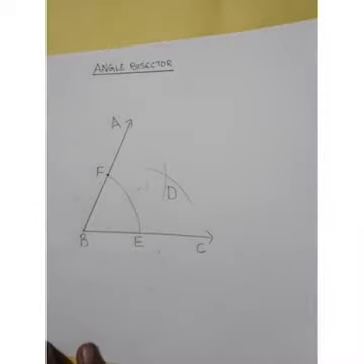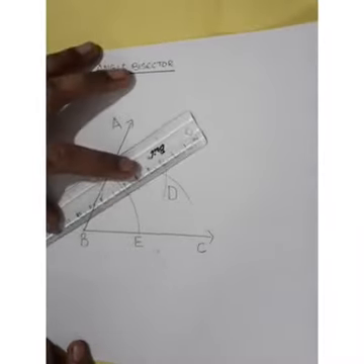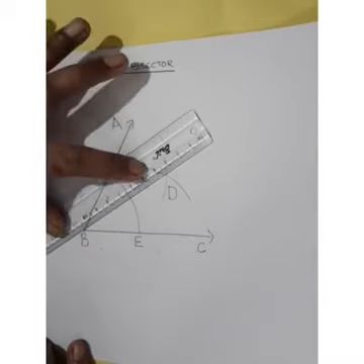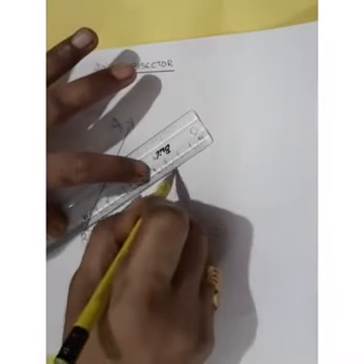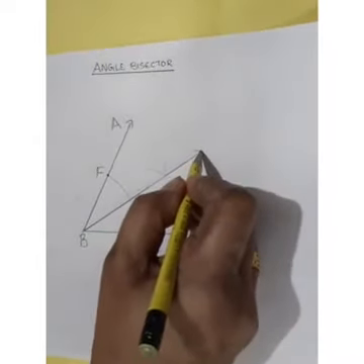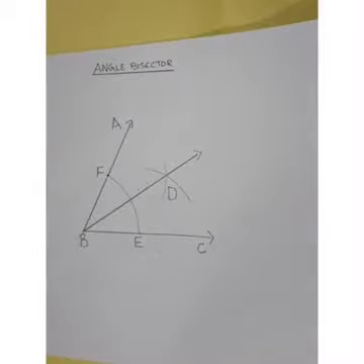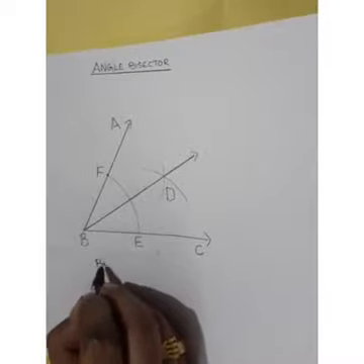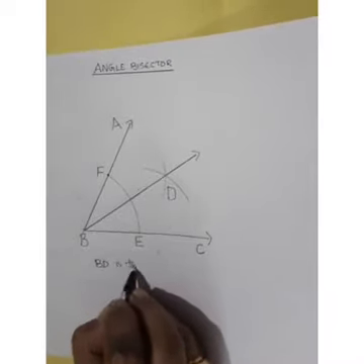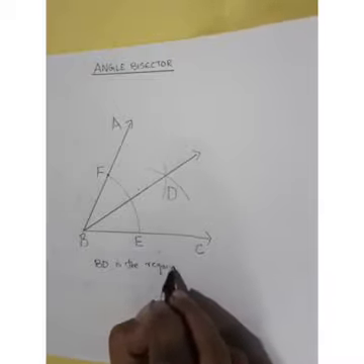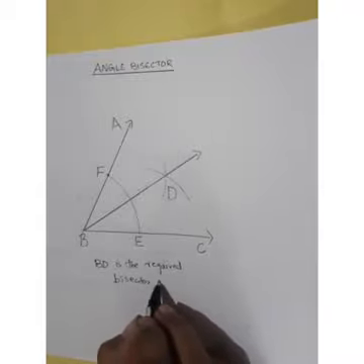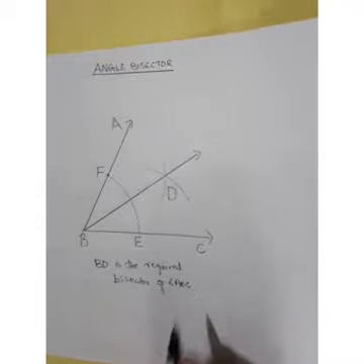Then BD is the required angle bisector. So we have to draw a ray BD from B, and join this D with B. So BD is the required bisector of the given angle. BD is the required bisector of angle ABC.